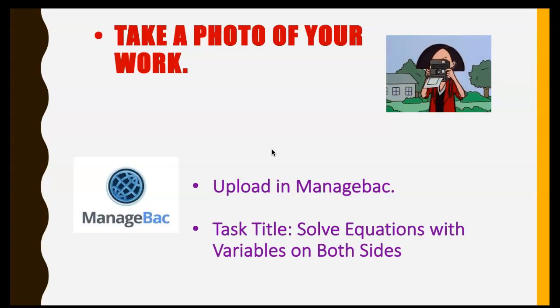5 minutes before class is over, take a photo of your work and upload it in ManageBac. The task title is Virtual Schools: Solve equations with variables on both sides.